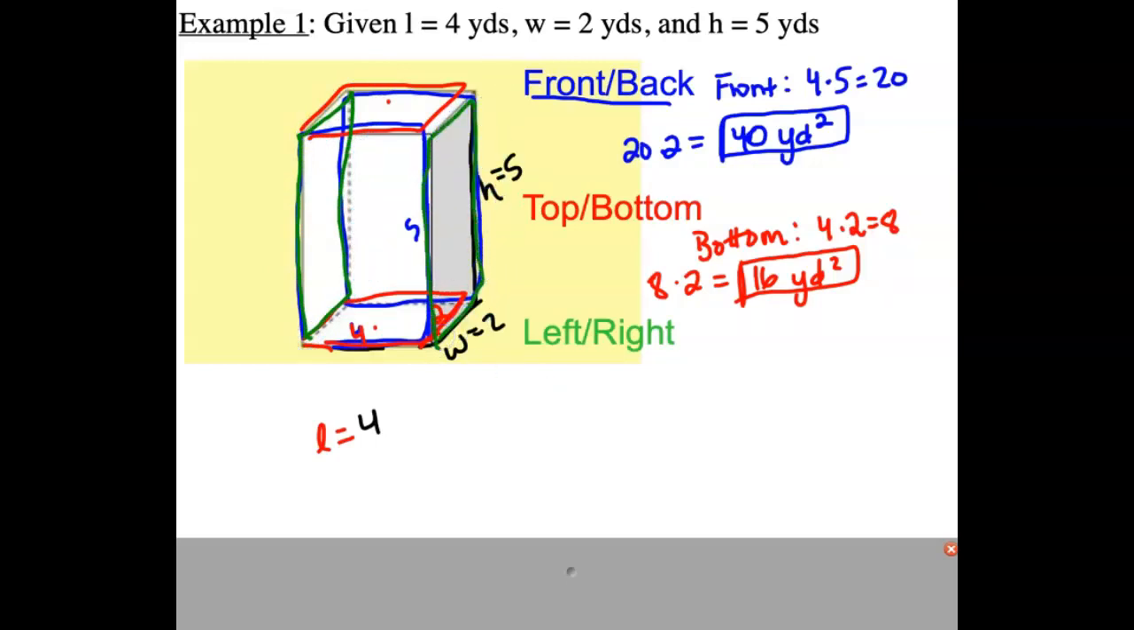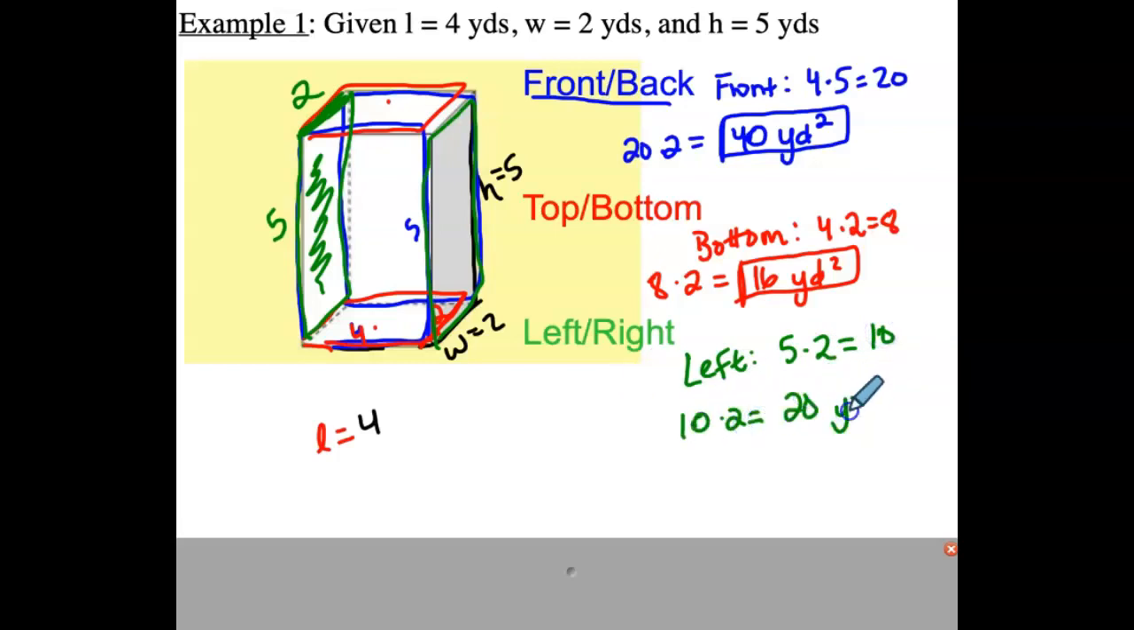which are the same. So this distance here, I'm going to look at this left rectangle. So the height is still 5, and this distance here is still 2. So that's a 5 by 2. So that's the left side. That's a 5 by 2 rectangle. So 5 times 2 is 10. And we've got 2 of them. So 10 times 2 is 20 yards squared.